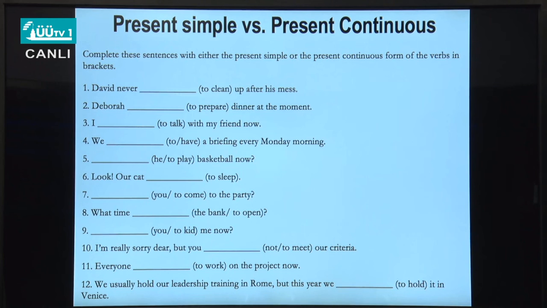And the last question, we usually hold our leadership training in Rome, but this year, so you see this year. When you see this year, again it is suggesting a future meaning. So for the future meaning, we can use present continuous. So the answer is, but this year we are holding it in Venice.